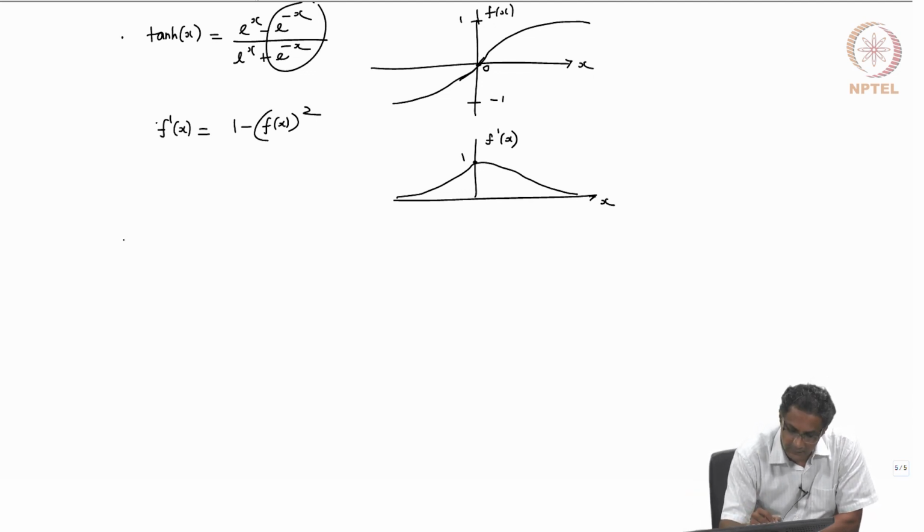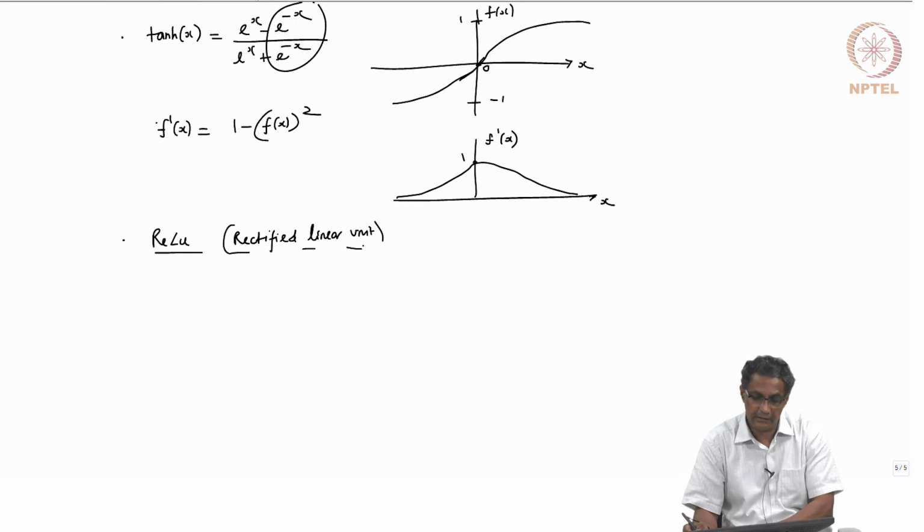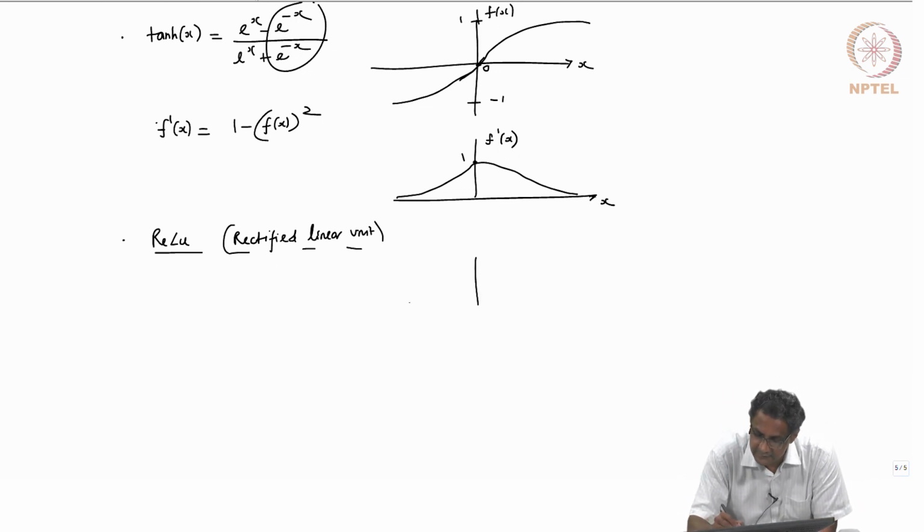Then the third one, which is the most commonly used, is ReLU. This is called rectified linear unit, ReLU. I mean, RE taken from here, L and U taken from there. Rectified linear unit, and this looks like this. So, you have x, you have f of x, and f of x is actually max of x comma 0.